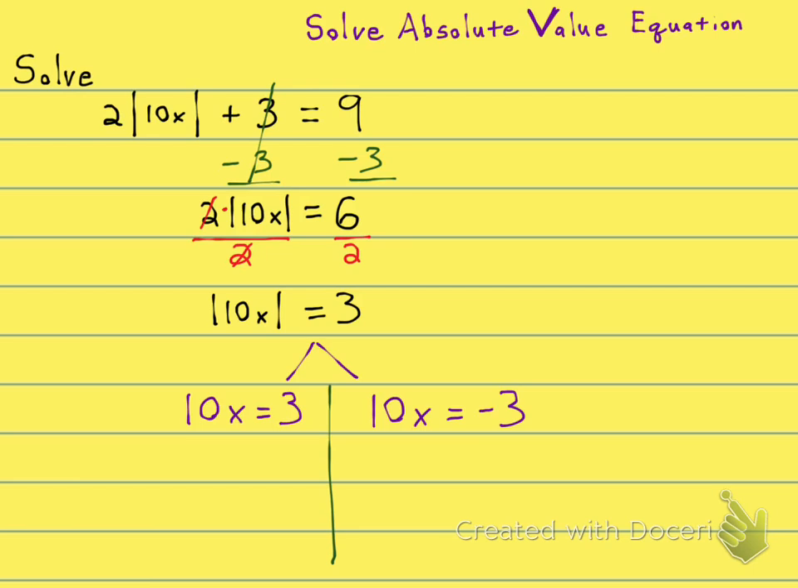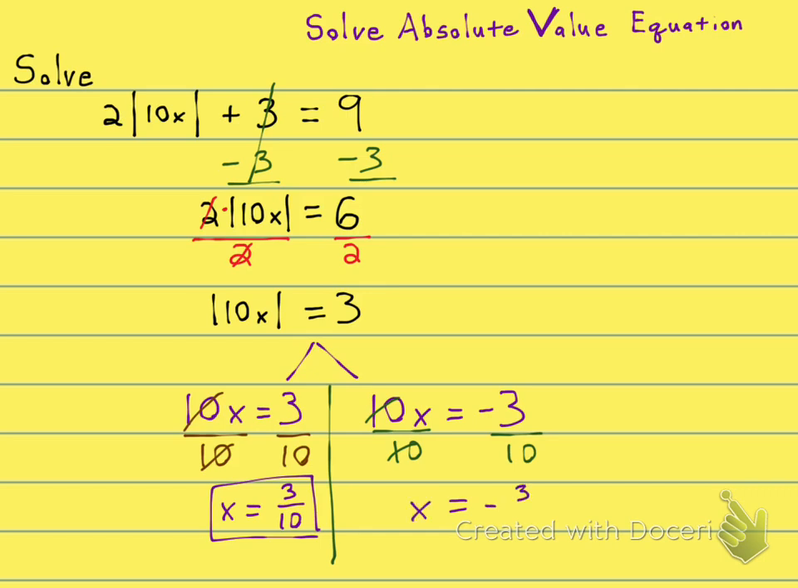On the left side, 10x equals 3. I will divide both sides by 10. Find out that x equals 3 over 10. That's one of my possible answers. And on the right side, I will divide both sides by 10. Drop down the equal sign. 10s reduce. Find out that I have x equals negative 3 over 10.